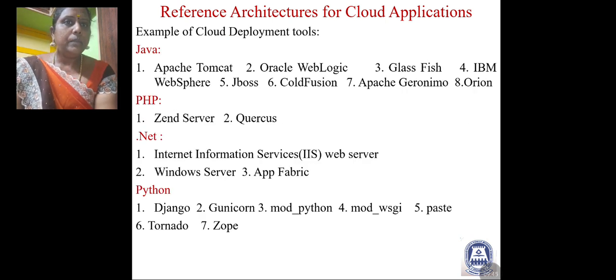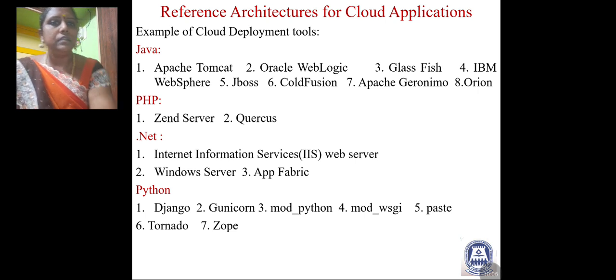These are examples of cloud deployment tools. First, in Java, we use this type of tools. In PHP, we use this type of tools like Zend Server. In .NET, we use the Internet Information Services. In Python, we use Django and mod_python, mod_wsgi, Paste.